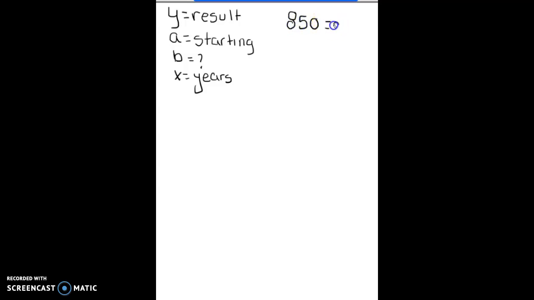And we don't know what it started as, and we do not know what the B value is either. We don't know what that base number is. But what we do know is the time frame was 1 year. After 1 year, the result was 850. So we have to solve for one of these variables so we can use it in a second part of the equation. So we solve for A, which means we divide both sides by B. That means A is the same as 850 over B, whatever that might be.